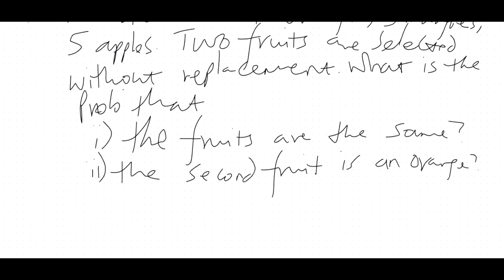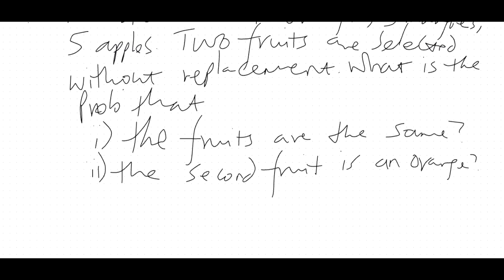Okay, so you can have that example. The basket has 4 oranges, 3 mangoes, 5 apples, and two fruits are selected without replacement. What is the probability that the fruits are the same? So if the first one is a mango, then the second one is also a mango. If the first one is an apple, the second one is also an apple. And then the second question is asking you, the second fruit is an orange. Okay. And you can have as many questions from this.